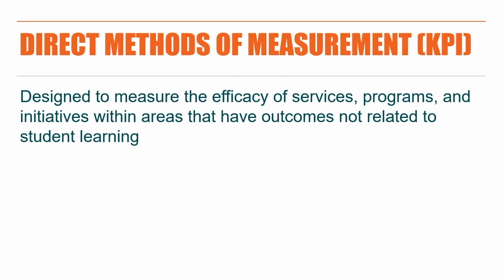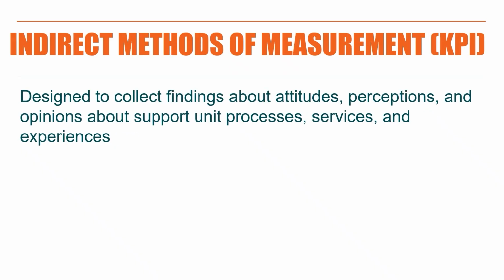Direct methods of measurement focus on actual performance data. These methods evaluate the effectiveness of services, programs, or processes by examining tangible outcomes, such as participation rates, processing times, or usage data. Direct data provides concrete evidence of how well a unit is performing in relation to its objectives. While direct methods focus on actual performance data, it is also important to consider how services are experienced. This is where indirect methods of measurement come into play.